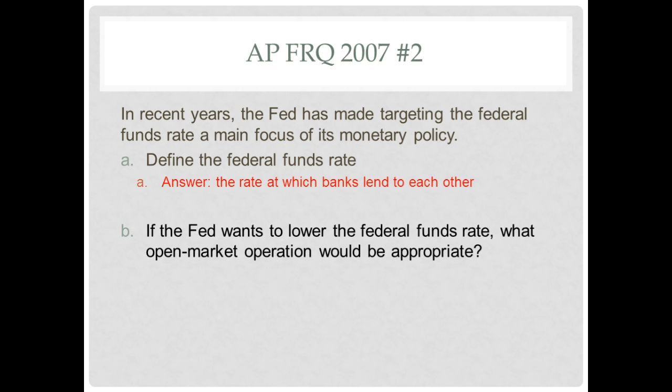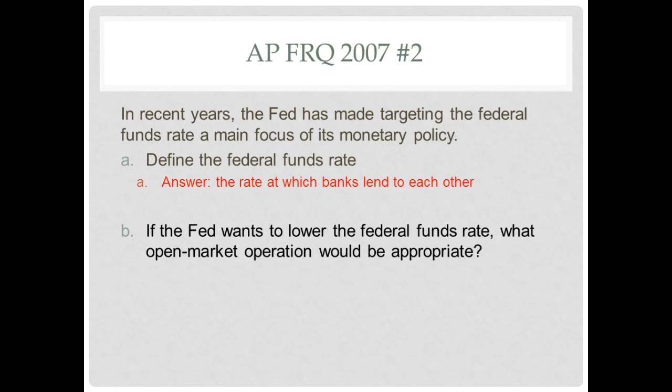Okay, now part B of the question. If the Fed wants to lower the federal funds rate, what open market operation would be appropriate? Well, they want to lower interest rates, specifically the federal funds rate. And how do we do that? Well, we want to increase the money supply, but specifically they tell us we can't just use any old tool. We can only use open market operations.